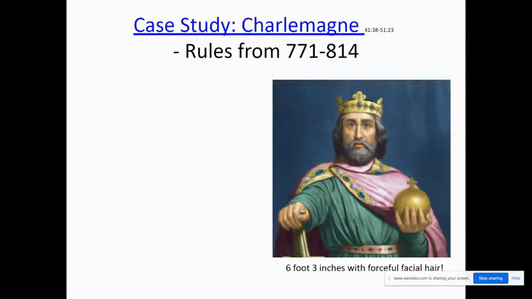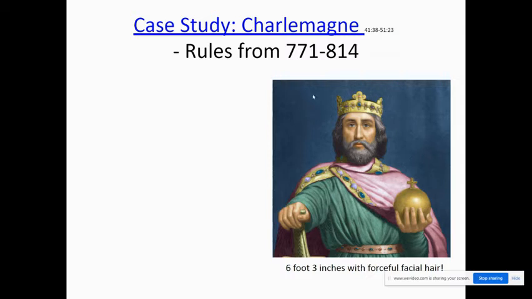And the person that brought them all together is Charlemagne. And so he rules from 771 to 814. And Charlemagne was kind of a rare figure back then. A lot of people were tiny. Charlemagne was 6'3", and he had a very, very nice beard like the picture shows. All right? Now, if you look at this picture, take time to investigate.